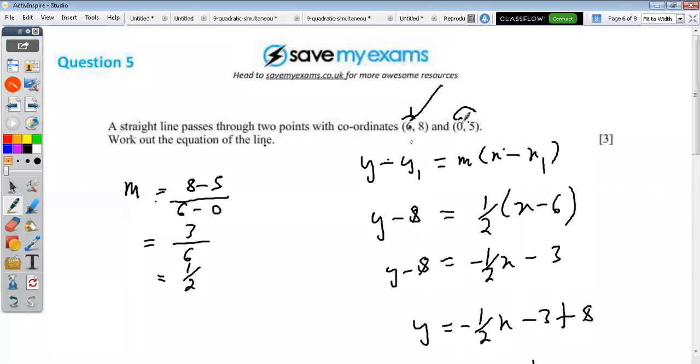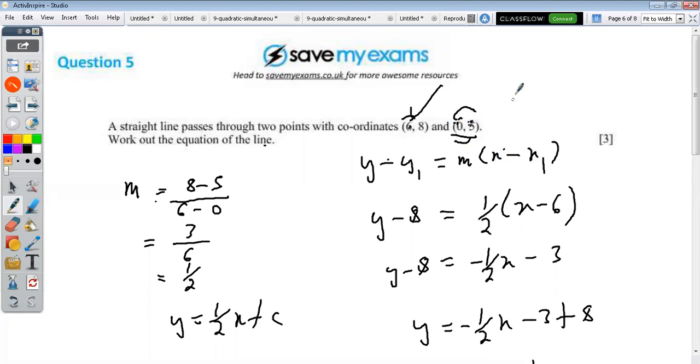Or we use the same way of finding the gradient, then saying y is equal to half x plus c, then using one of the 2 points. That's what you're used to. But it's not necessary here because we are also given this point 0, 5. If I'm given this, it's not necessary even to use this, because I know that it's cutting at 5.